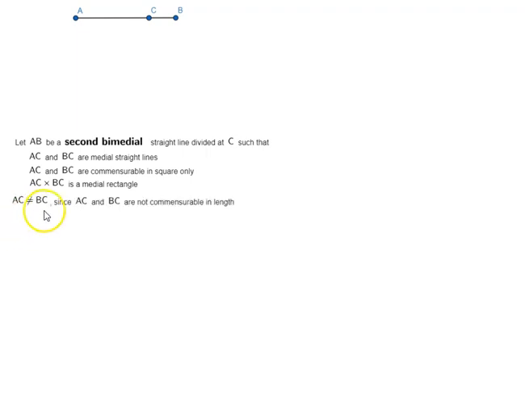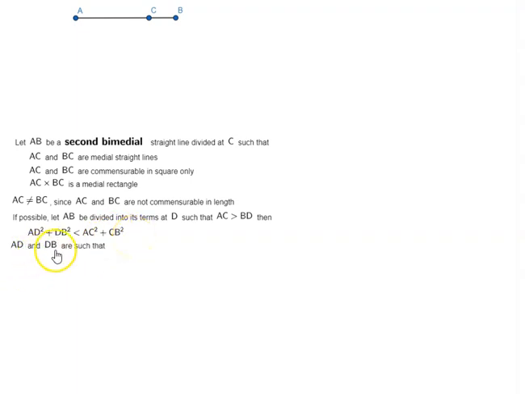AC cannot be equal to BC since AC and BC are not commensurable in length. They are commensurable in square only. So again, using proof by contradiction, we will prove this. If possible, let AB be divided into its terms at D such that AC is greater than BD. Then AD square plus BD square is going to be less than AC square plus CD square.